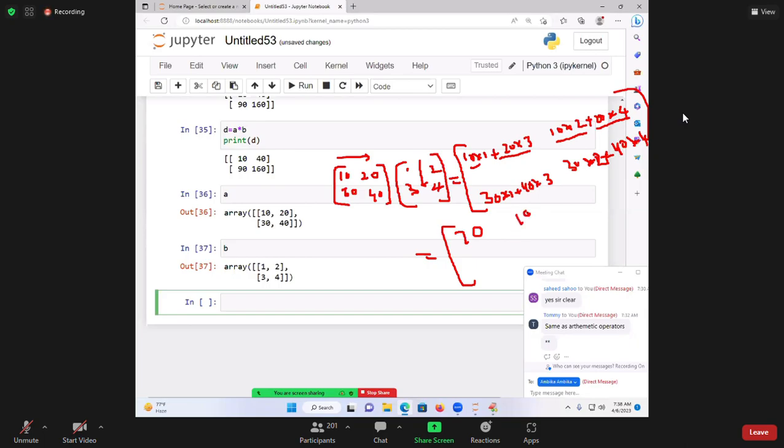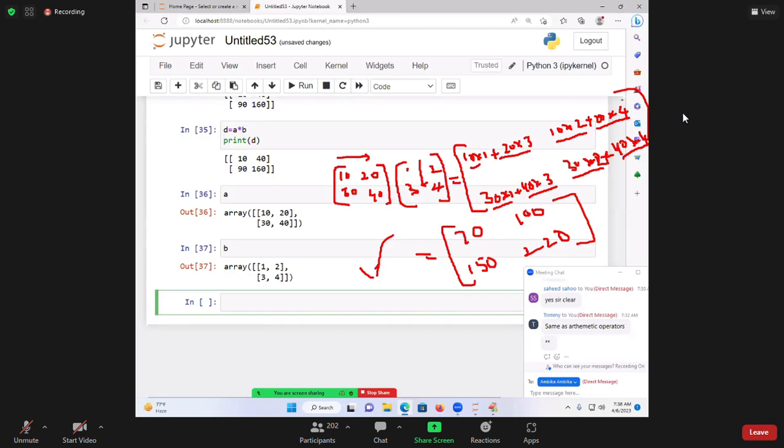Right or not? 100. Next, 30 into 1 and 40 into 3, that is 150. Next, 30 into 2, 60. 40 into 4, 160. 160 plus 60, 220. This is the answer you will get. This is called the original matrix multiplication.